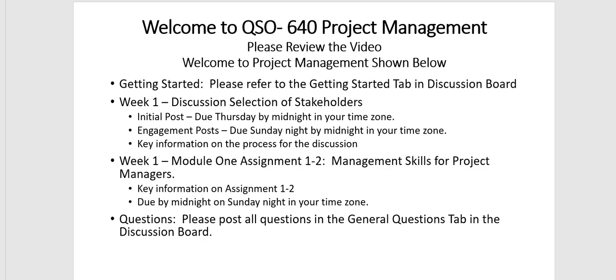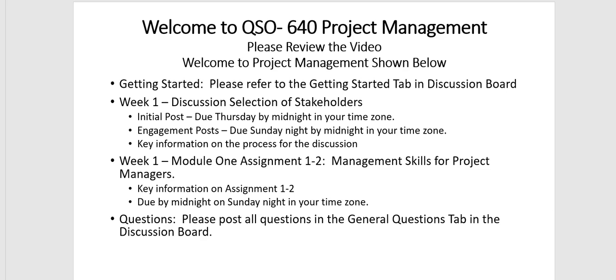To begin with, I'd like you to go to the Getting Started tab that's located in the discussion board and provide some information on yourself and your previous experience with project management. Specifically, if you want to go into some project that you worked on and what level, as a team member, as a project manager, that kind of thing. And also, if you want to share some of the experience as we go through the topics in the discussion this term in the discussion board.